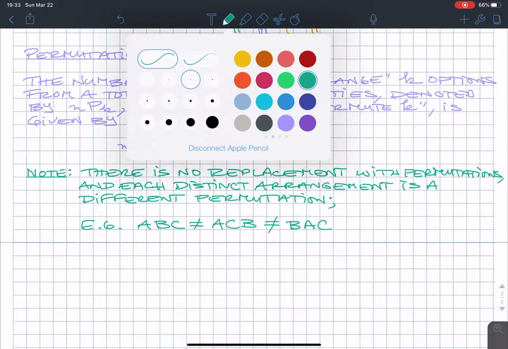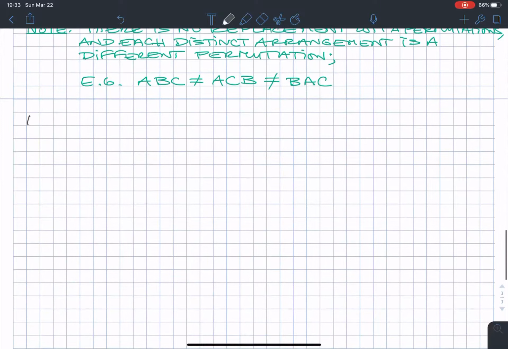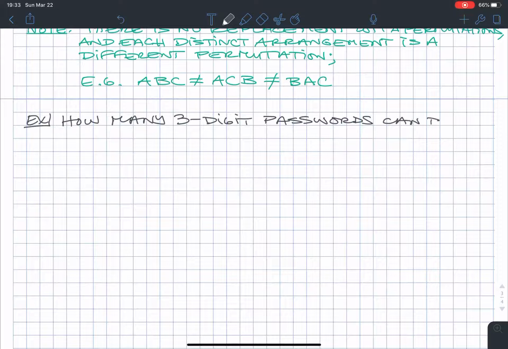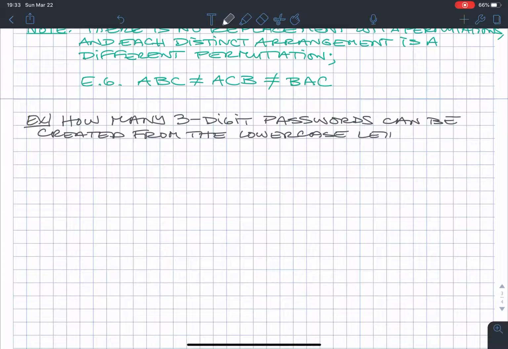So, for example, how many three-digit passwords can be created from the lowercase letters? Let's do little a through little z.